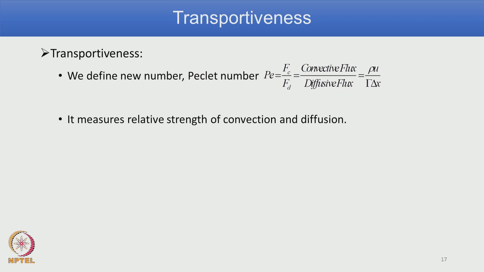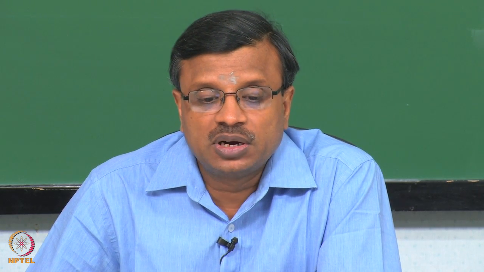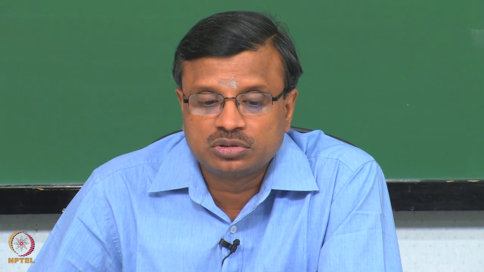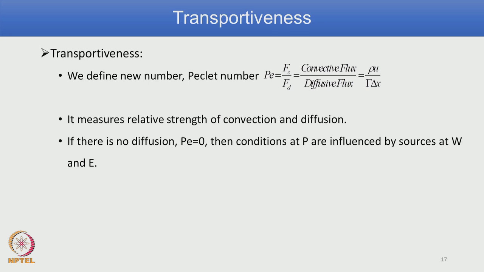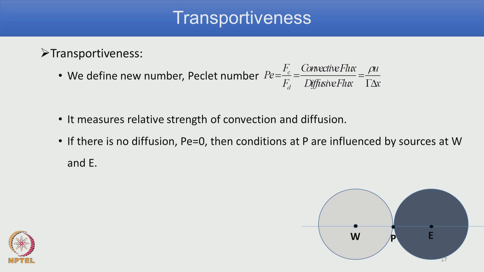In any governing equation, for example the momentum equation, you have a convective term on the left hand side and a diffusion term on the right hand side. Later we will also see in turbulent flow you also have a term equivalent to the convection term and a term equivalent to the diffusion term. So, the Peclet number gives the idea of the role or the weightage of convection with respect to diffusion. If there is no diffusion, then the Peclet number goes to 0, then the condition at P, which is a point of interest, is influenced by sources at W and E.